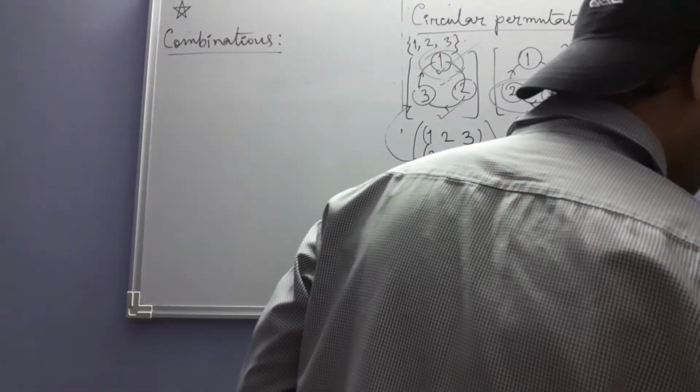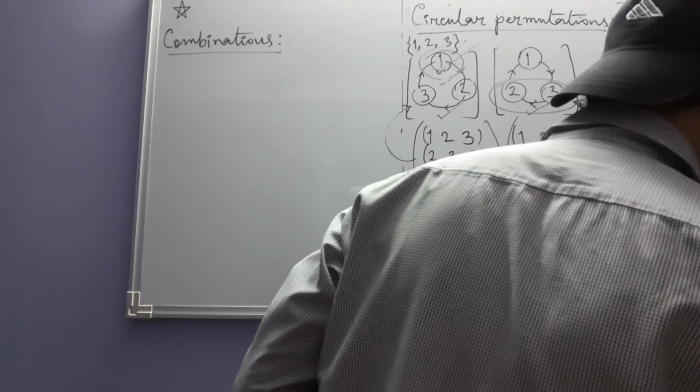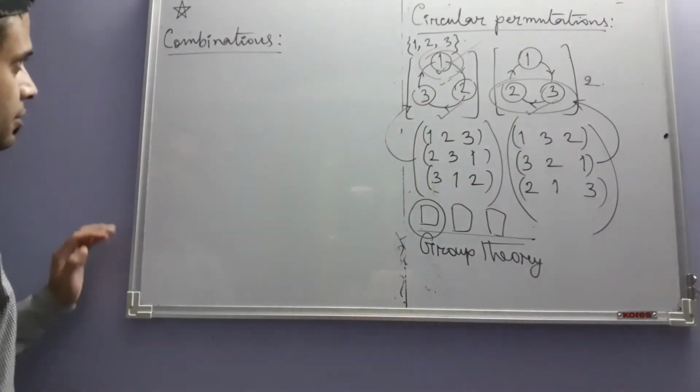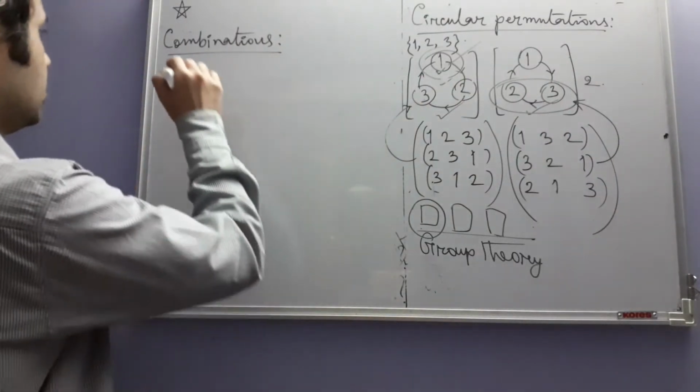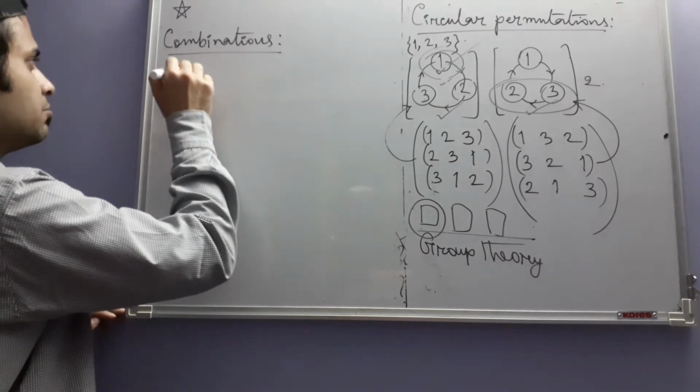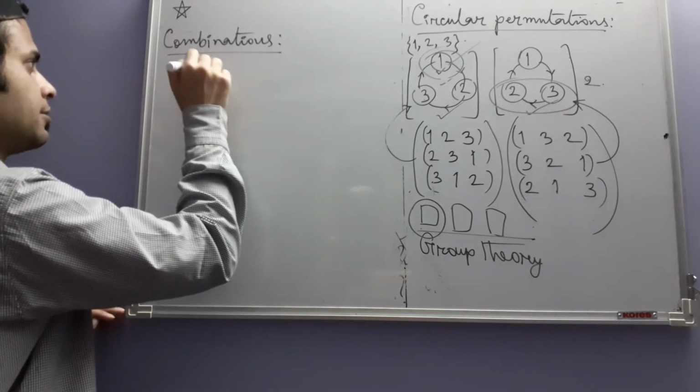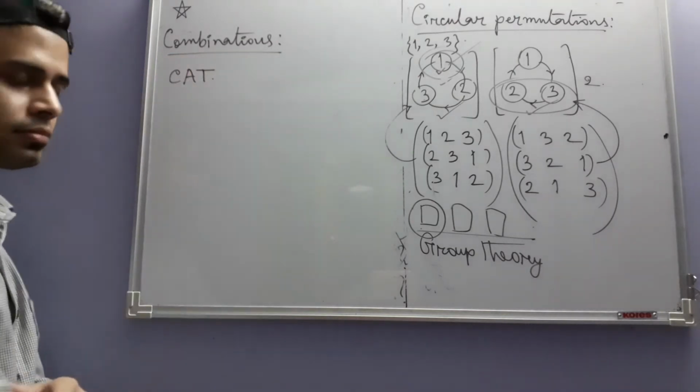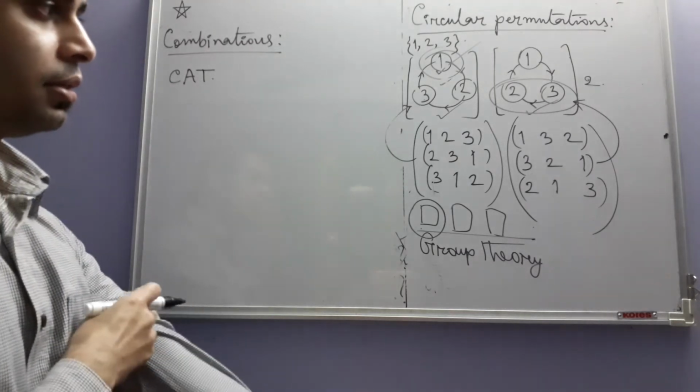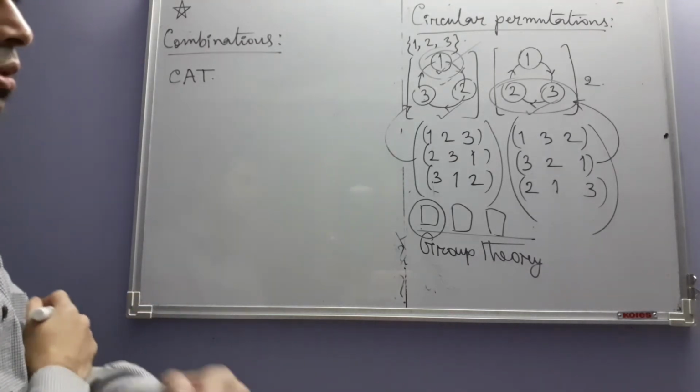Anyway, so let us start. Just like how we started permutations, let us start with cat. Okay, this word cat. Now combinations.